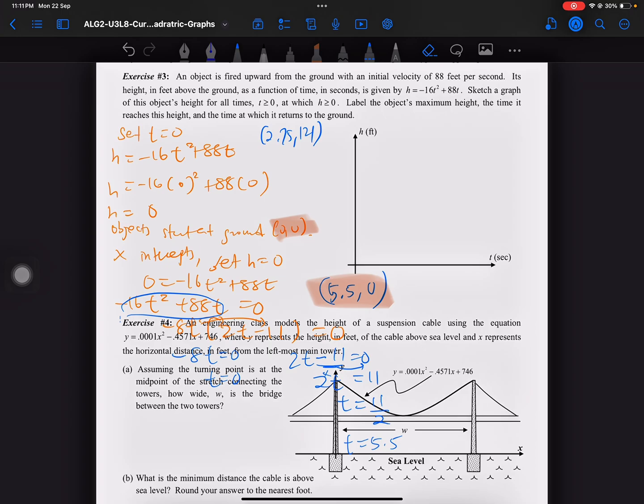Okay, so I already found the x-intercept, y-intercept, and turning point. So I will start plotting. I will have 0, 0. Where do I get 0, 0 here? I let t be 0 and then I get h as 0. So 0, 0 is the first point. And then the maximum height is 2.75 and 121.